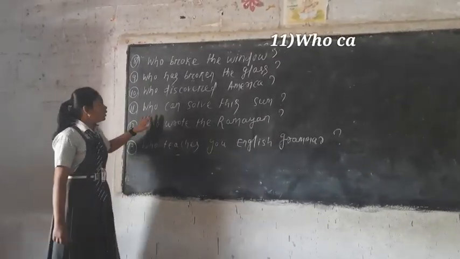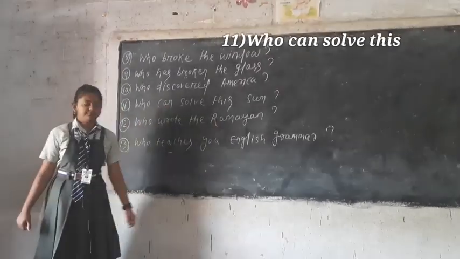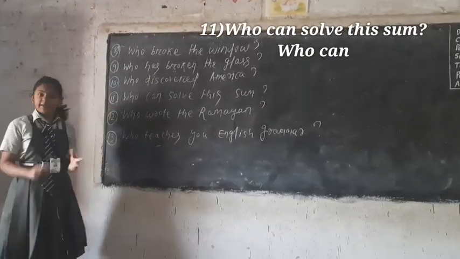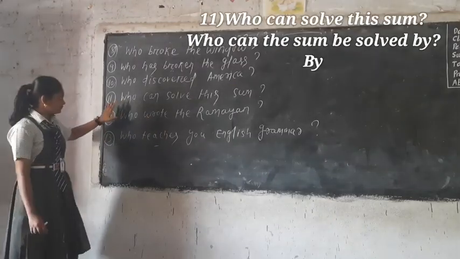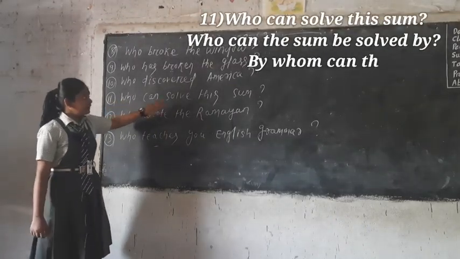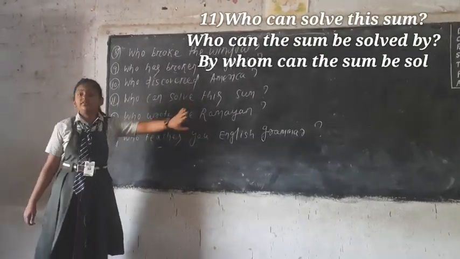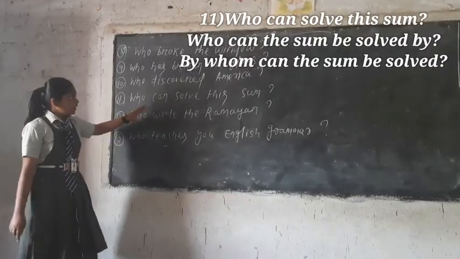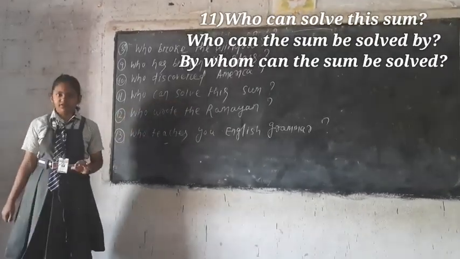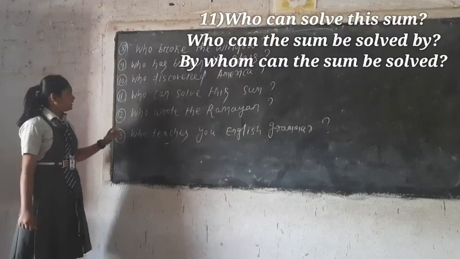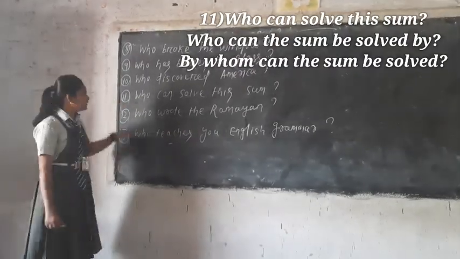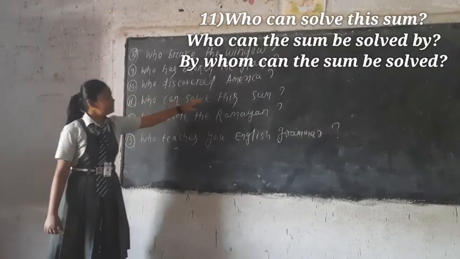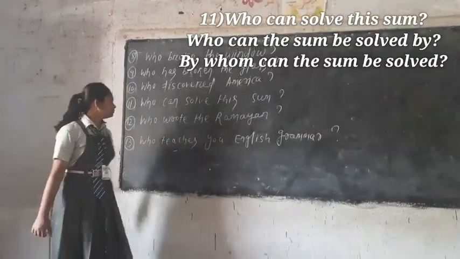Next example, who can solve this sum? There can be two passive forms. First one, by at the end of the sentence. Who can this sum be solved by? Remember to change this into the verb 3 form. And the next passive voice using by at the beginning of the sentence. By whom can this sum be solved?